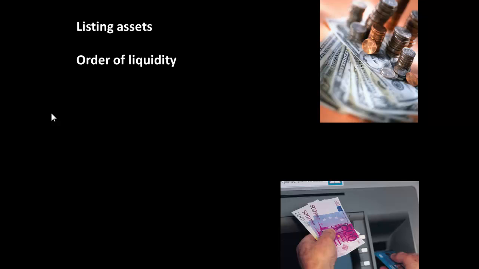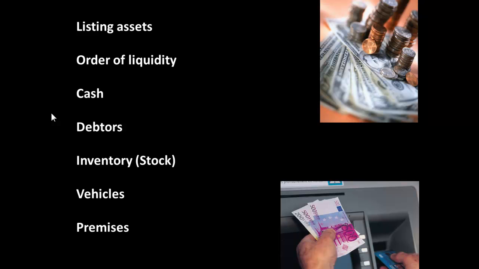Normally we list assets in order of liquidity, and in the UK we start with the most liquid. It's the reverse order, by the way, in the United States, but in the UK we start with cash, and we go to debtors, and we go to inventory or stock, then we go to vehicles, and then we go to premises. And the idea is that these are the things that are listed in order here of being the most liquid. They can be turned into cash most easily.